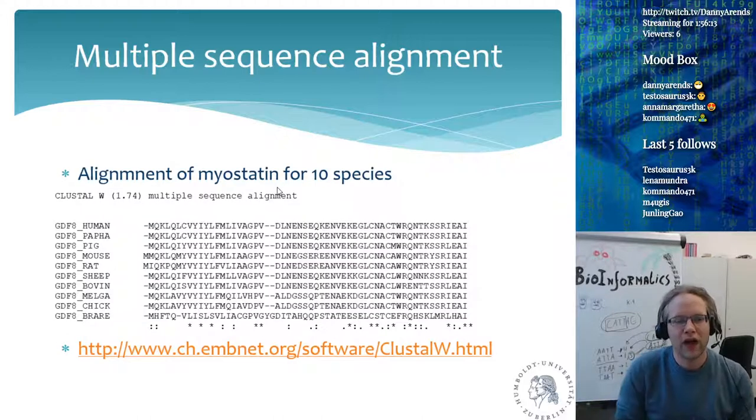So more or less, how does this start? If you look here, you have the alignment of myostatin for 10 different species, so humans and pigs and mouse and rat and sheep. Here you see the multiple sequence alignment. You see that in many species there's a gap, but this rare species actually has this YG insertion, which none of the other species have. Clustal-W can be found at this link. Nowadays it will link to Clustal-Omega, I think.